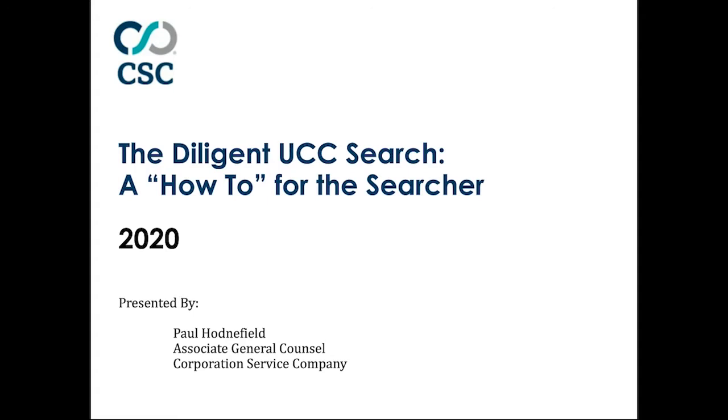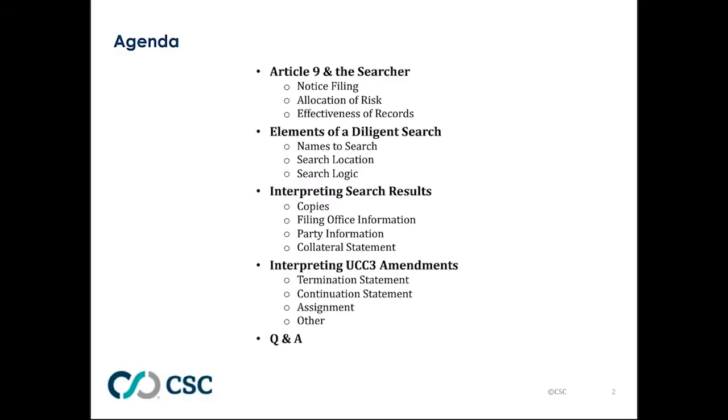I'll begin by covering some essential concepts that searchers must understand about the UCC filing system, and then explain the elements of a diligent search. However, conducting a diligent search is only part of the equation. The interested party must also correctly interpret the results. Therefore, I will also explain how to interpret UCC search results, including the effect of UCC 3 amendments, which don't always do what their title implies, and they can be easily misunderstood. At the end, I'll leave a little bit of time for questions.